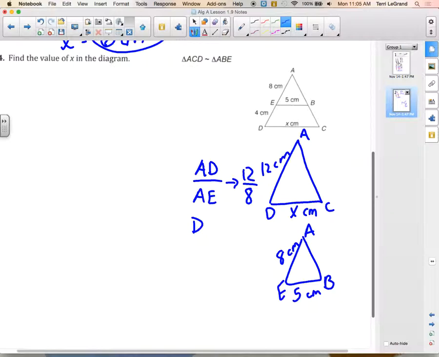DC, coming from the same triangle, we had AD upstairs in that one, so we have to use the same. DC over EB, those should be corresponding. Bottom of each triangle. Let's see if it works in the name. DC corresponds with EB. Yes, works out in the name too. So DC is X, EB is 5. We have our ratios to set up in a proportion. Okay, go ahead and finish solving that one. How long is side DC?